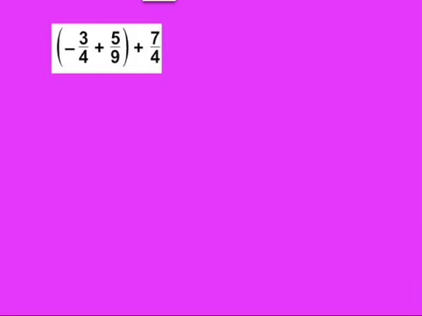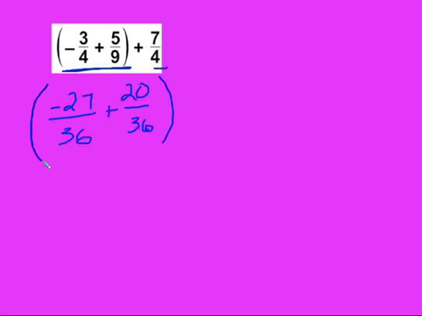Sometimes the problems will be a little more complex. So since in this case we have order of operations, we know we need to do what's in the parentheses first. I'm looking at my 4 and my 9, so my common denominator is going to be 36, so I'm actually going to change all of my fractions. The first fraction I'm going to multiply by 9 over 9, so that's going to give me negative 27 out of 36. I'm going to multiply the next fraction by 4, so that's going to give me 20 out of 36. The last fraction I'm going to multiply by 9, plus 63 over 36.